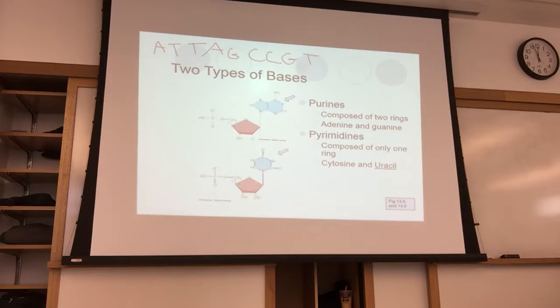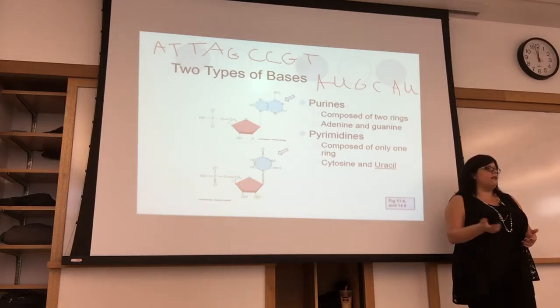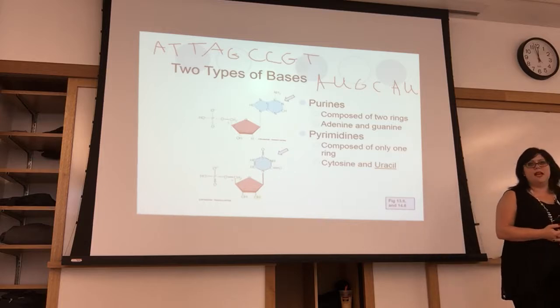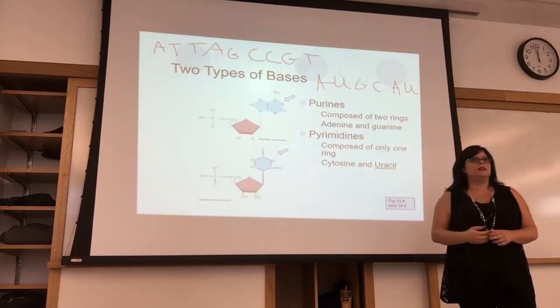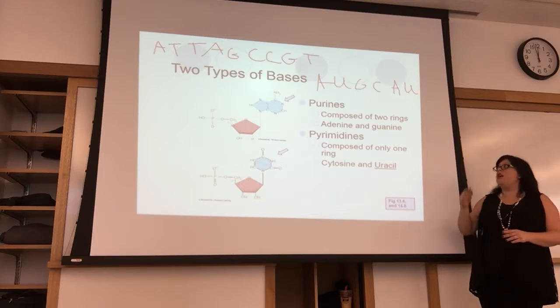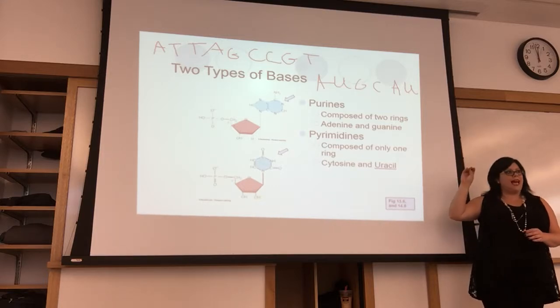Now, how did you know it was the sugar deoxyribose? T. Good, because I put thymines here in my sequence. I have T's, which is for thymine. If you see T's, you know it's DNA. If I wrote another sequence and maybe it is A, U, G, C, A, U, something like that, then from me writing the U, you know that that's an RNA sequence. With me? Yes? So what would the sugar be in that sequence? Ribose. And even though I'm not drawing it, there's a ribose and a phosphate group attached to each one of those letters.